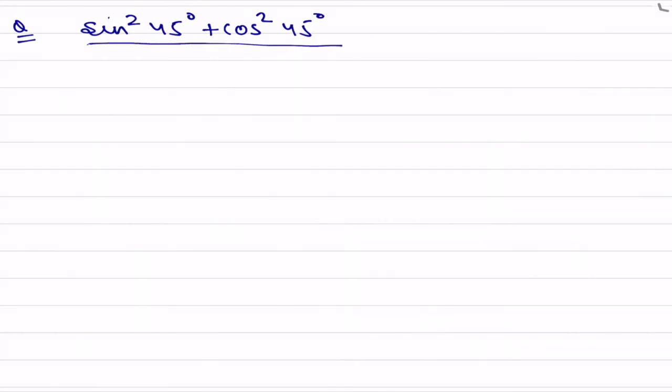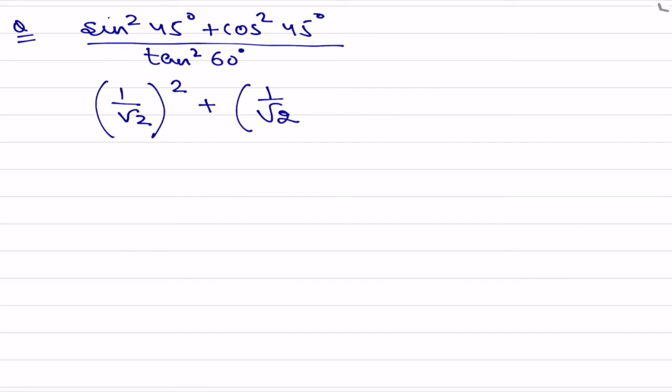I'll explain a question which is based on this table. Sine square 45 degree plus cos square 45 degree upon tan square 60 degree. You have to just pick up the values from the table, children. Sine 45 value is 1 by root 2. It's a square, so the square of the value. Cos 45 is also 1 by root 2, whole square, upon tan 60 value is root 3, that is root 3 whole square.